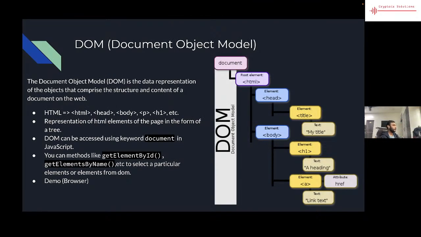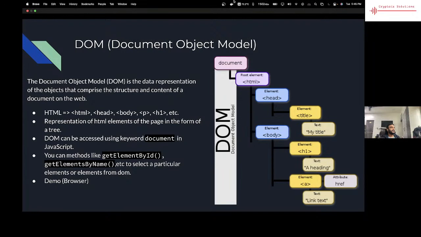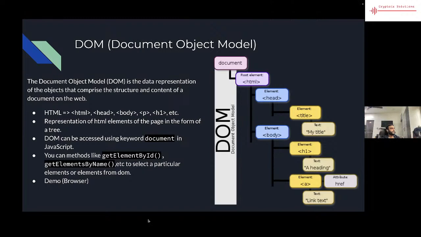So moving on, the document object model. This is important when it comes to front end, because you really need to understand what the DOM is and how it works to efficiently use JavaScript and manipulate your front end. So the DOM is basically a tree, and the root of this tree is document, as you can see. So basically JavaScript manipulates or accesses the DOM using the keyword document.